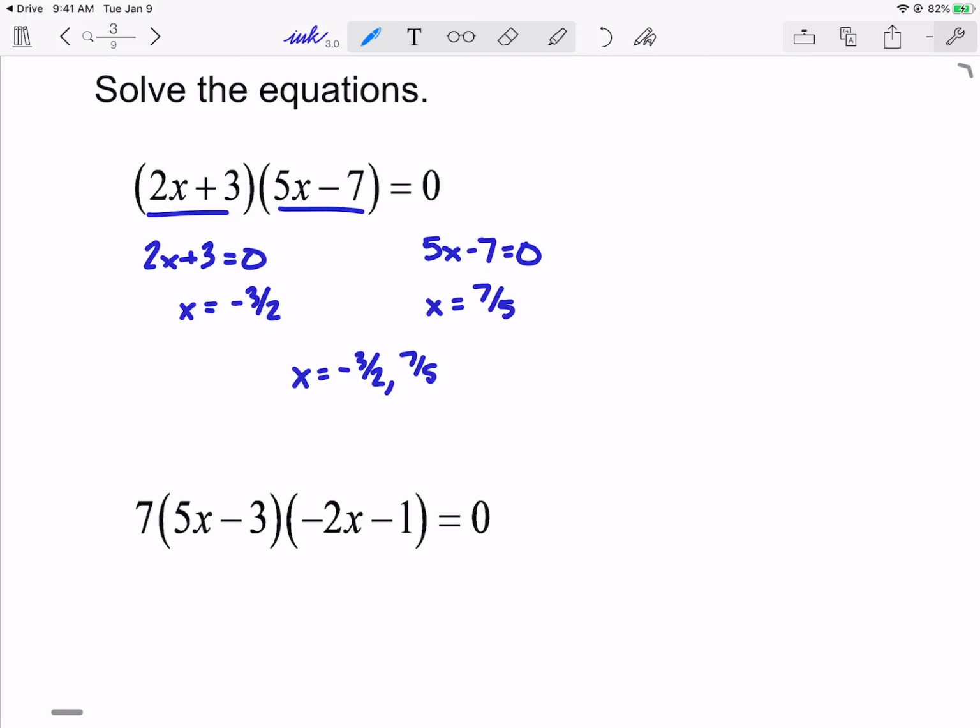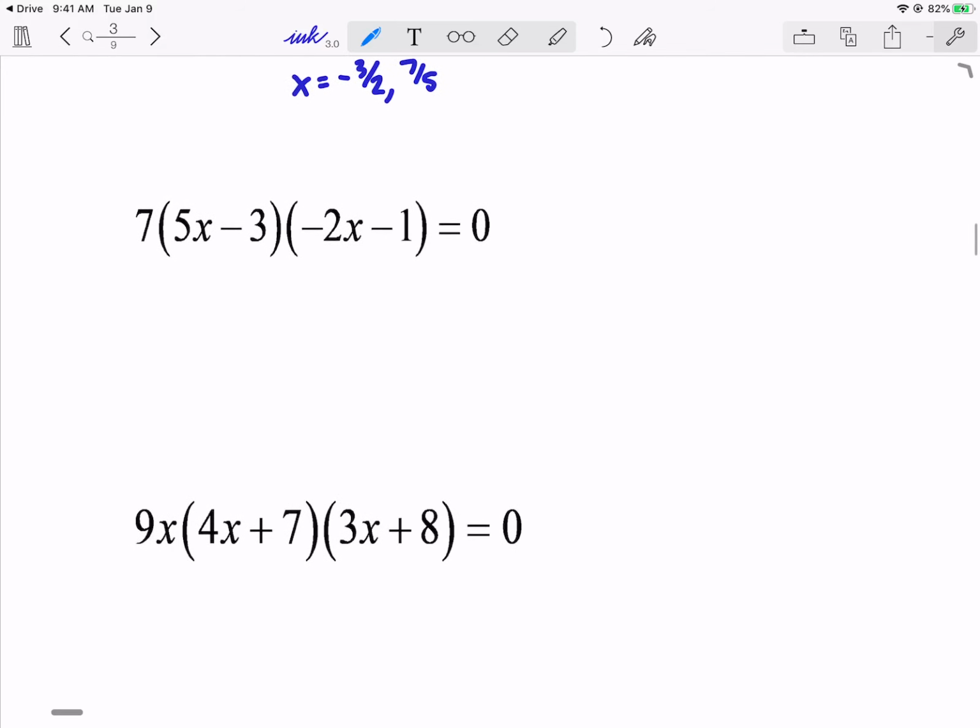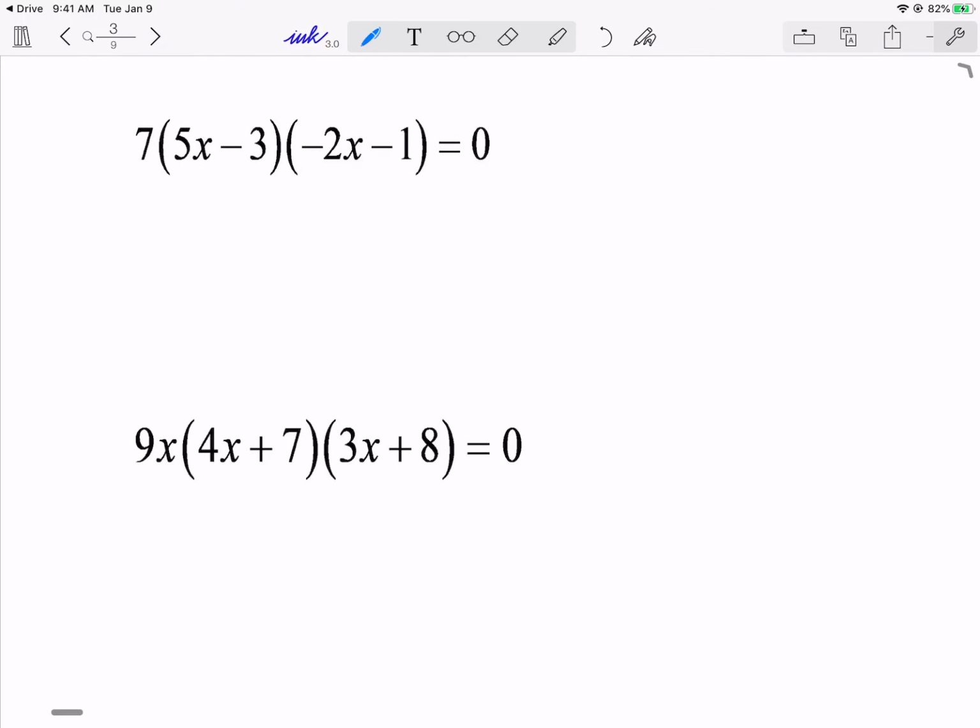Now in the next one, it's a little tricky because you see there's a 7 out front. There's this constant. So since it's a constant, I can just divide both sides by 7. And because 0 divided by 7 is 0, I really end up with the problem 5x minus 3 times negative 2x minus 1 equals 0. So that constant out front doesn't affect that if either of these or both are 0, that 7 times either of those zeros will still give me 0. So that constant out front does not affect anything.